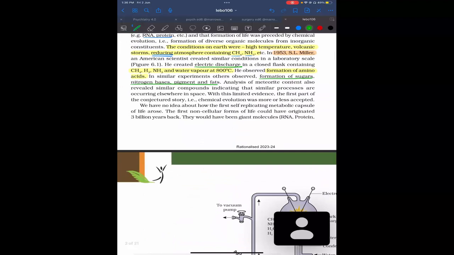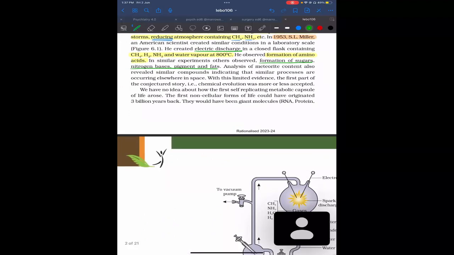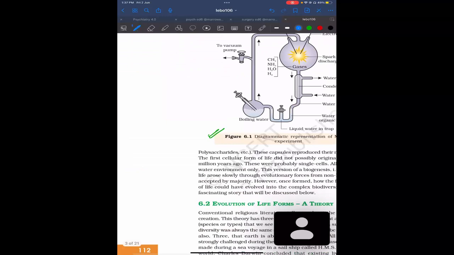Phir aata hai tumhara ye ki life, non-cellular life kab origin hui. First non-cellular form of life originated 3 billion years back. Aur ye kya kya ho sakta tha? This could be giant molecules like RNA, protein, and polysaccharides.